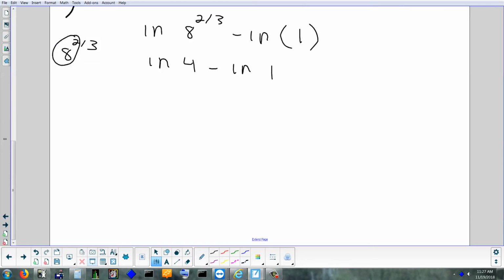How would these be recombined? If you had subtraction, the 4 and the 1 would be recombined using what? Division, yep. So this is why the 1 doesn't really matter, because 4 divided by 1 is still just 4. So it's just the ln of 4. Or if you recognize the ln of 1 is 0, you could have just crossed it out right there as well. Okay, any questions on that?